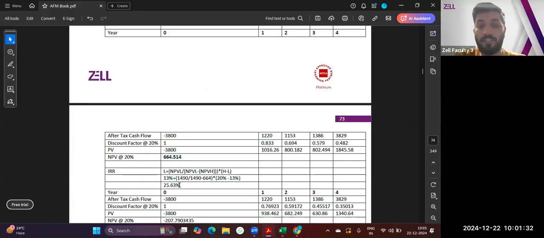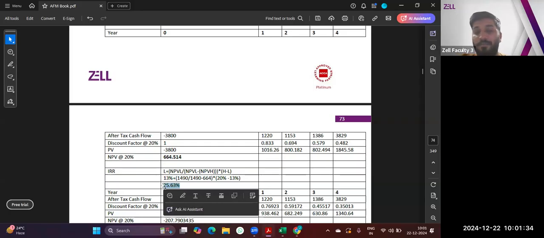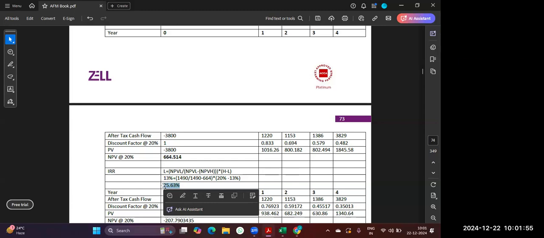Even for IRR, guys, if this answer is 25.63, even if you get 25 or you get 26 as an answer, I'm fine with it. You're not losing any marks for that. Round off has no mark reduction or increment affecting it. Your formula and your plotting of numbers should be correct. Clear? Any questions?